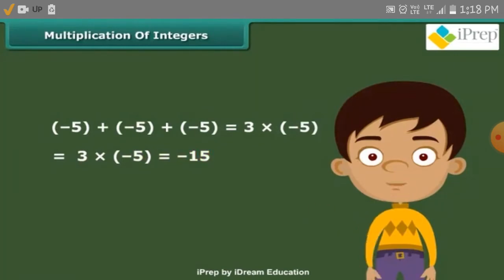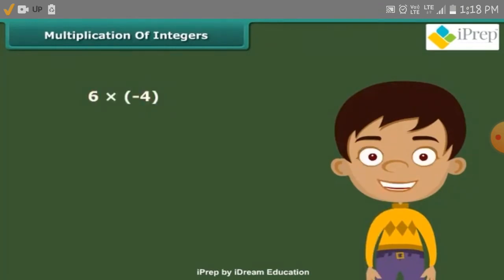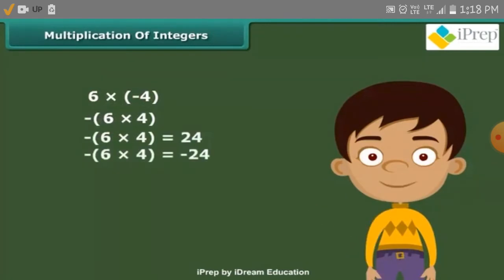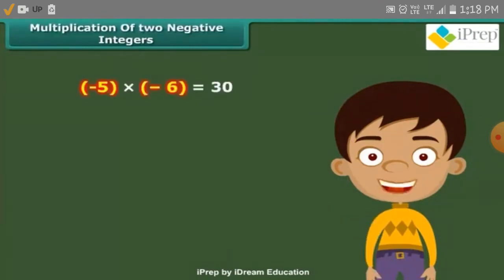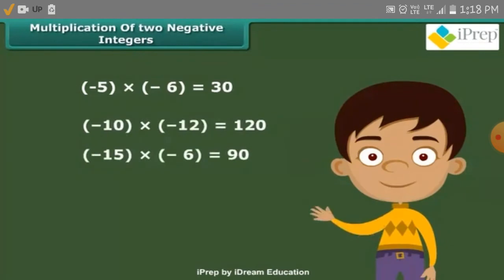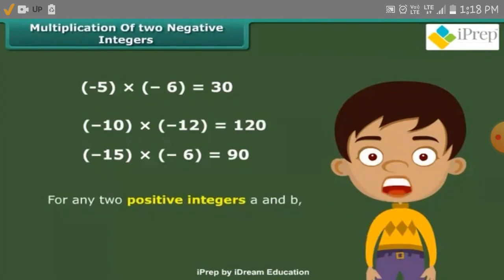Let's now find the product of a positive and a negative integer. Firstly, multiply 6 by 4 and then put a minus sign before the product obtained. We get -24. Similarly, 5 × (-4) is equal to -(5 × 4), which equals -20. The product of two negative integers is a positive integer. We multiply the two negative integers as whole numbers.